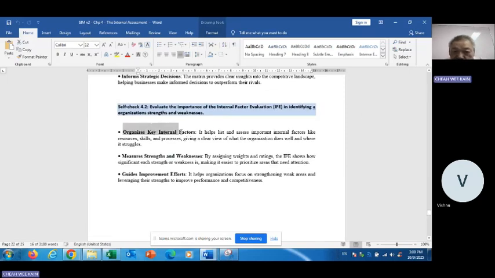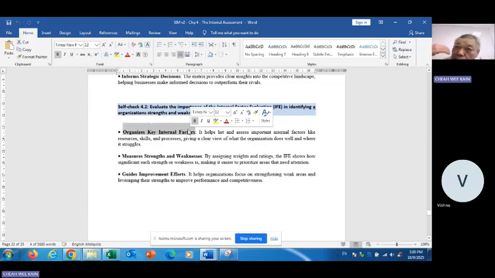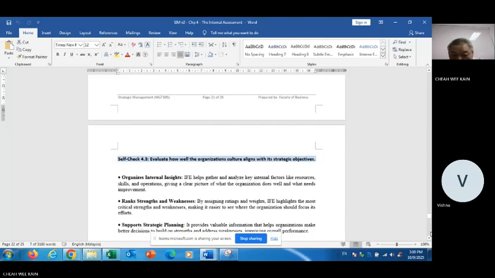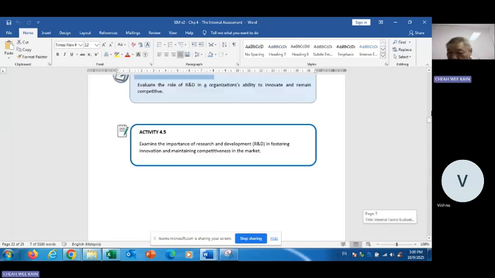How does the IFE tool help you do that? First, they help you to organize your key internal factors. What internal factors that you have, they organize for you. Then this tool will measure the strength and weaknesses by using weights and rating. So it's basically the same method as chapter 3, using weights and rating under the CPM. Okay. So then it helps you to guide improvement efforts because you're focusing on strengthening weak areas and also leveraging your strength to improve performance in your strong area. Okay. So what I want you to do for 4.2.